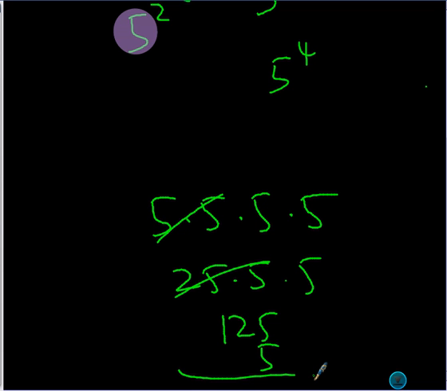And so multiply 125 times 5. Right? 5 times 100 is 500. 5 times 20 is another 100. And 5 times 5 is 25. So 625.